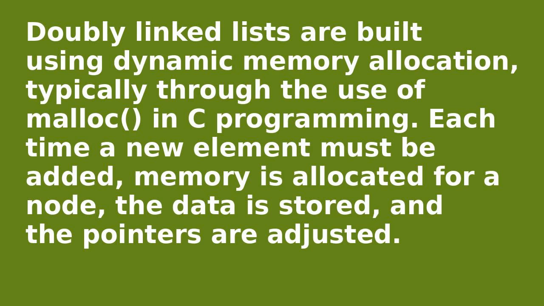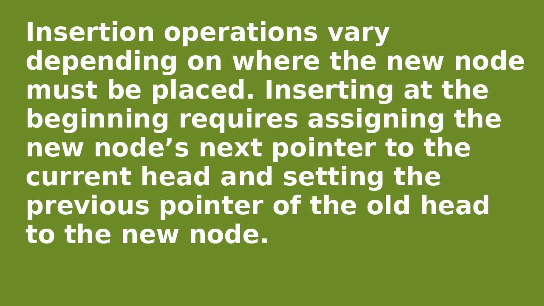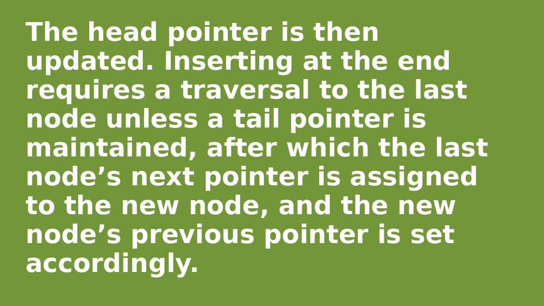Doubly linked lists are built using dynamic memory allocation, typically through the use of malloc in C programming. Each time a new element must be added, memory is allocated for a node. The data is stored, and the pointers are adjusted. Insertion operations vary depending on where the new node must be placed. Inserting at the beginning requires assigning the new node's next pointer to the current head and setting the previous pointer of the old head to the new node. The head pointer is then updated.